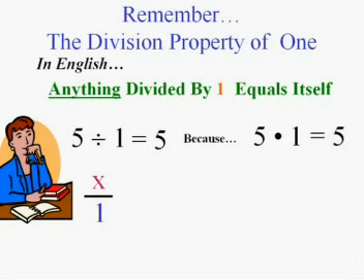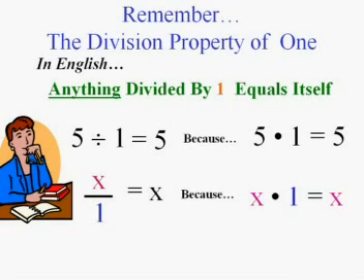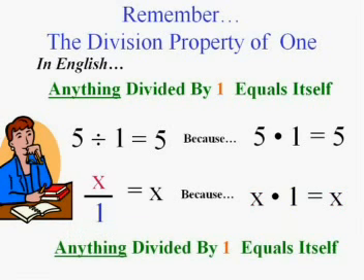Even a letter divided by 1 equals itself, because we can go backwards. That letter times 1 equals x. So anything divided by 1 is not going to be changed.